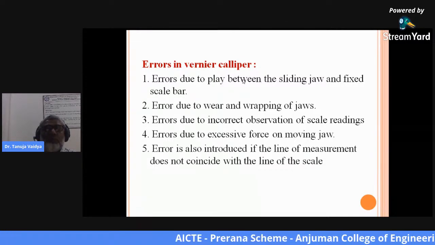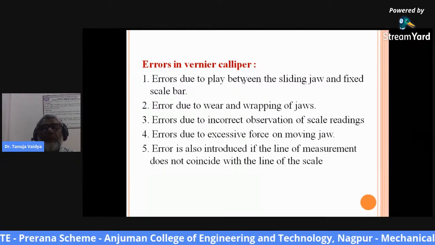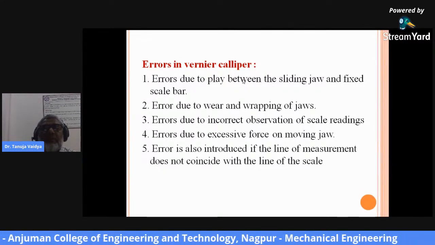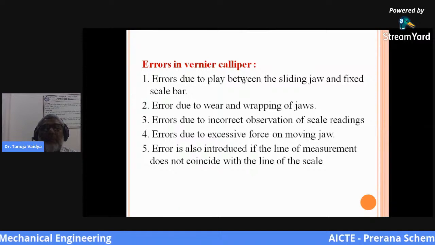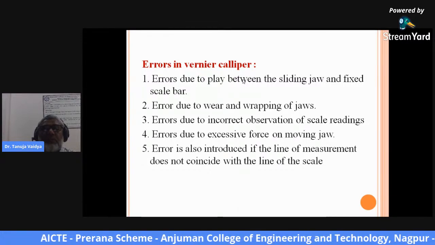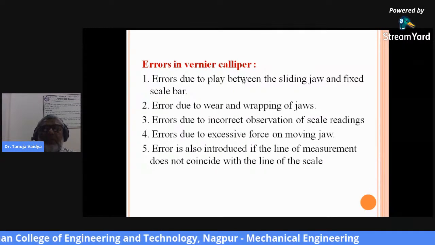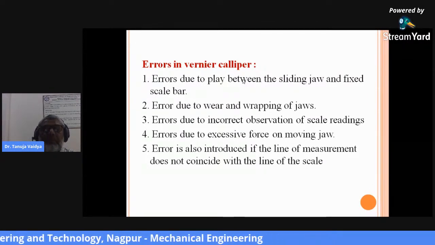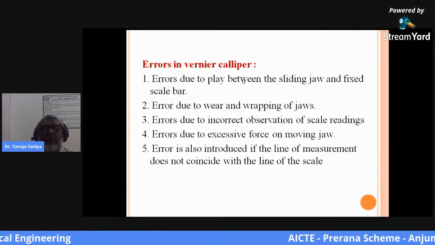So it should be taken into account that there should not be any play between the jaws, and there should not be any error due to warping of the jaws and wear of the jaws. It should also be taken into account that errors due to incorrect observation of scale reading should be avoided, because incorrect observation of scale readings may be due to some parallax error.